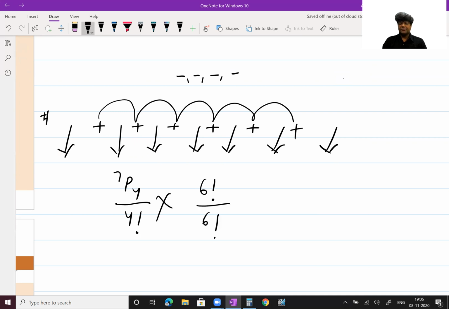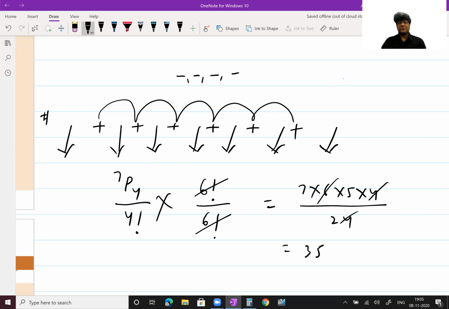So what will happen, guys? The 6 factorial and 6 factorial cancel. Your 7P4 will be 7 into 6 into 5 into 4, and down there 4 factorial is 24. So 6 4s are 24, gone, is equal to 35.